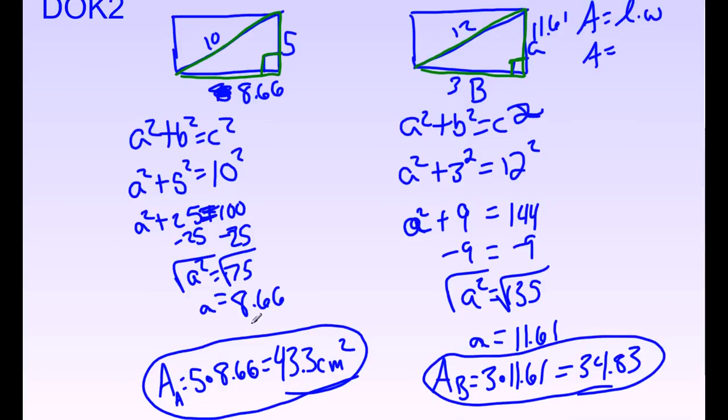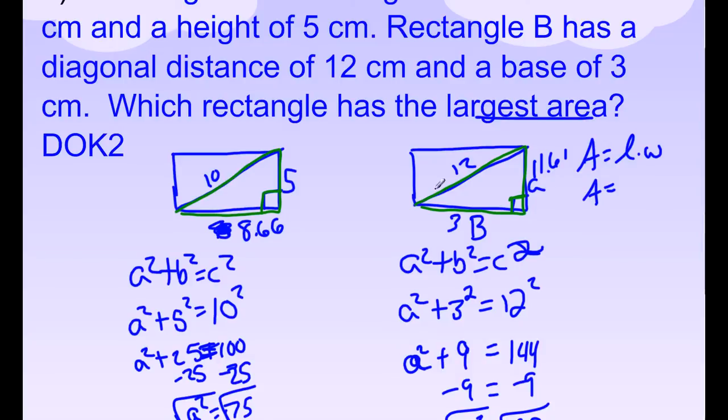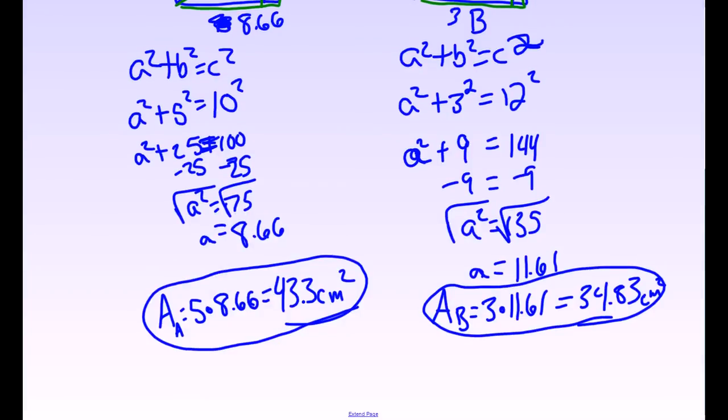So I have the area of rectangle A, the area of rectangle B, in centimeters squared. The question was, which rectangle has the largest area? And the answer is rectangle A. Rectangle A has the largest area. The area is larger by about 10 square centimeters.